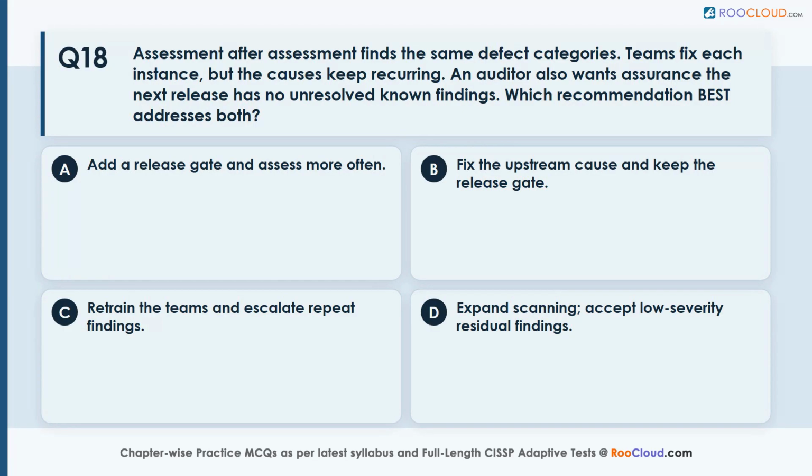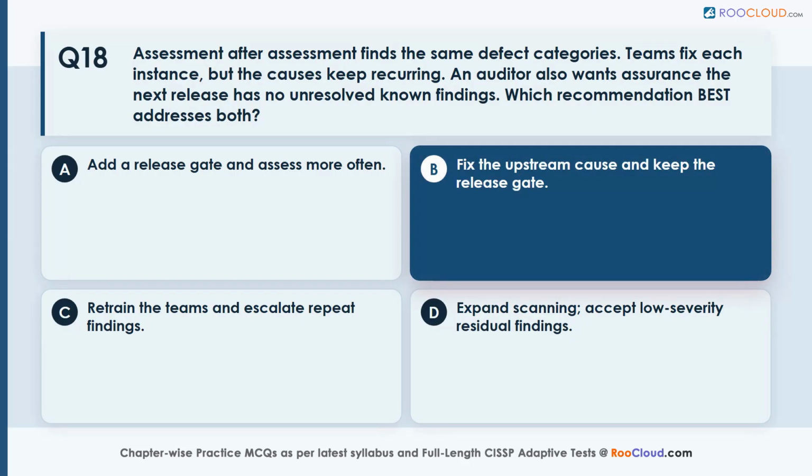Option C retrains the teams and escalates repeats. That blames people when the life cycle may be leaking defects upstream. Option D expands scanning and accepts low-severity residual findings. That neither stops the recurrence nor fully meets the bar. Option B finds where the defects enter the life cycle, fixes that upstream process, and keeps the verified release gate. Fix the source, keep the gate. That is the pattern.